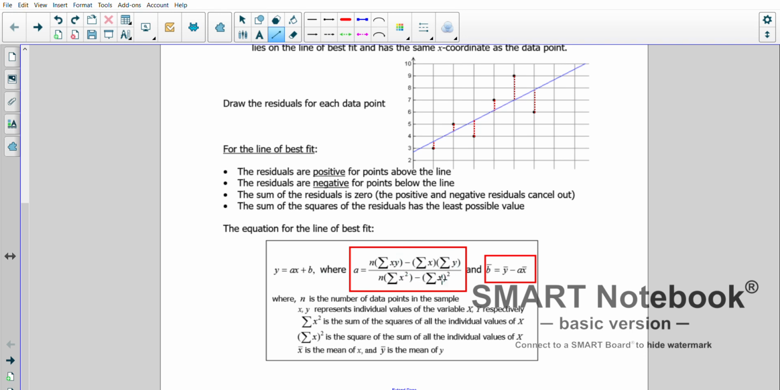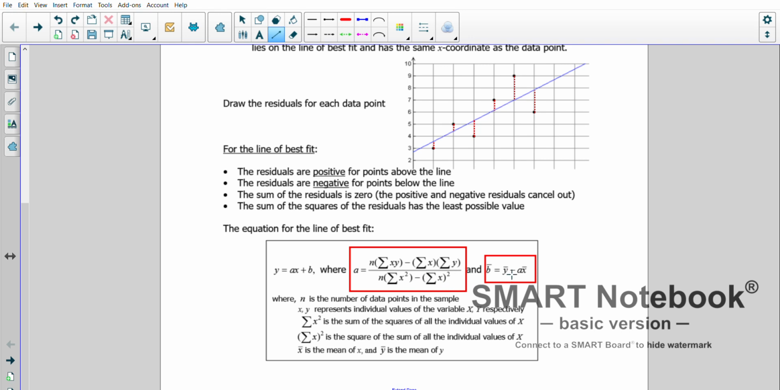So the first one is a scary one looking here, where you take the sum of all x times y minus the sum of x times sum of y, divide that by n times the sum of all x squared minus the sum of all x, squared. So there's a difference there, right? This is me taking all the x values and squaring them, then adding up those values, and this is me adding up all the x values and then squaring them. And then to get the y-intercept, you're going to do exactly what you did in grade 9.